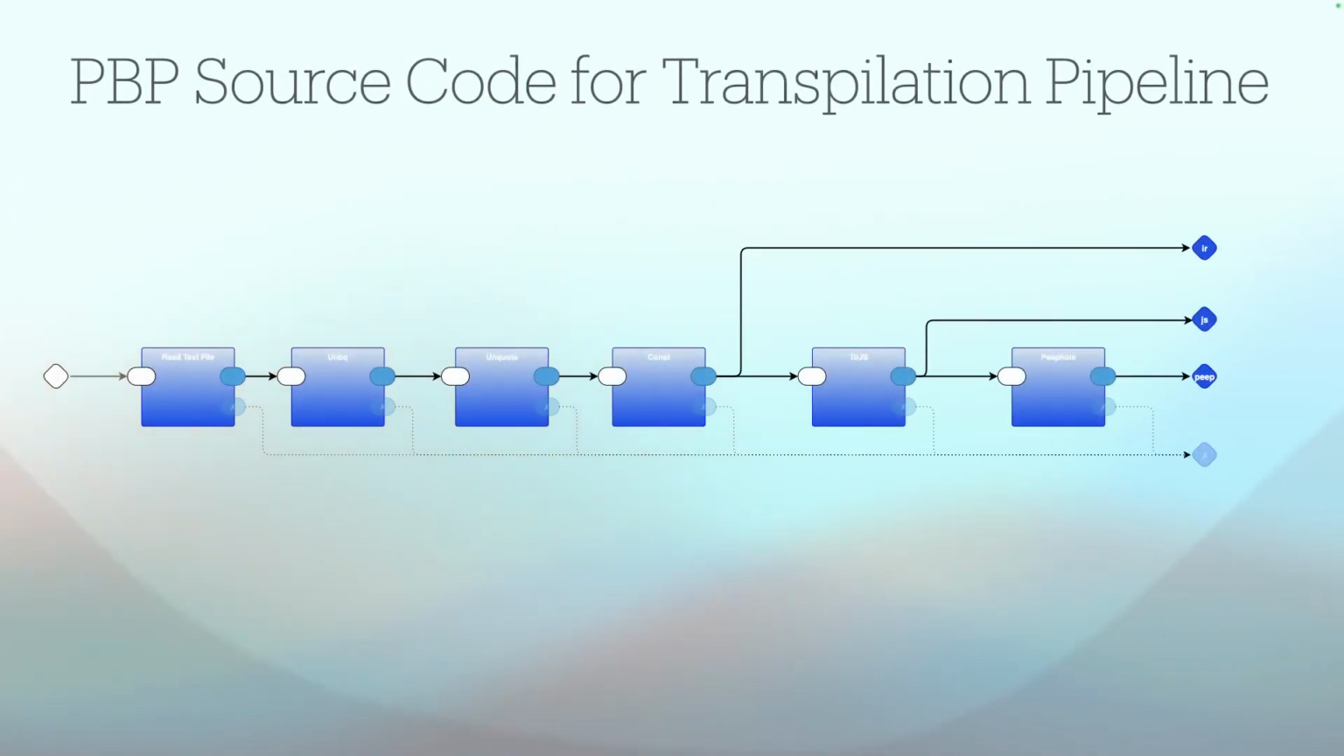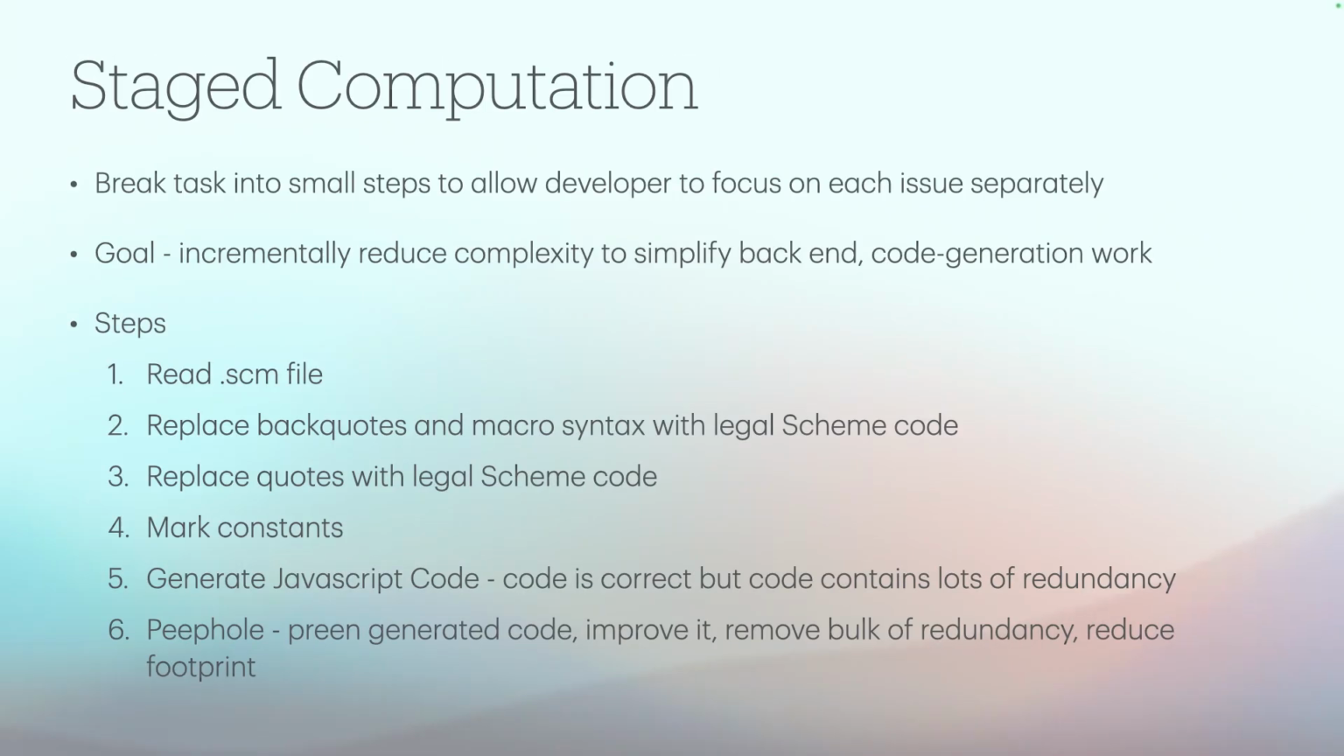This is the source code for the transpilation project, which shows the PBP technique. It's a drawware pipeline with 6 stages. This diagram gets compiled to running Python code in this demo. It also demonstrates staged computation. I divide and conquer the transpilation problem by breaking it up into smaller pieces.